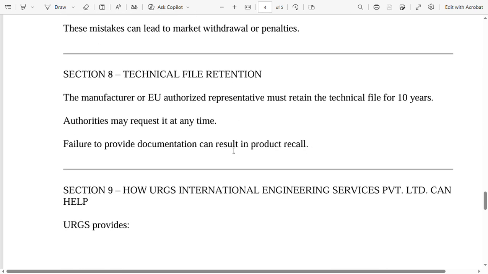Then technical file retention. The manufacturer or EU authorized representative must retain the technical file for 10 years. Authorities may request it at any time. Failure to provide documentation can result in product recall.